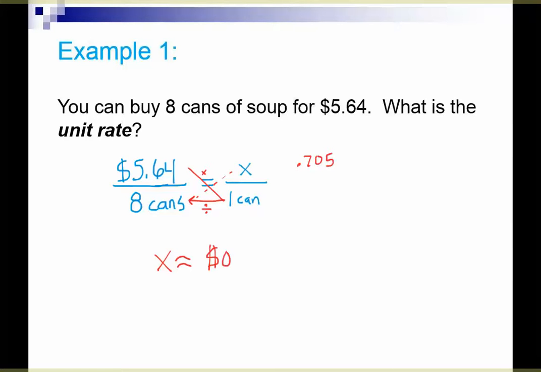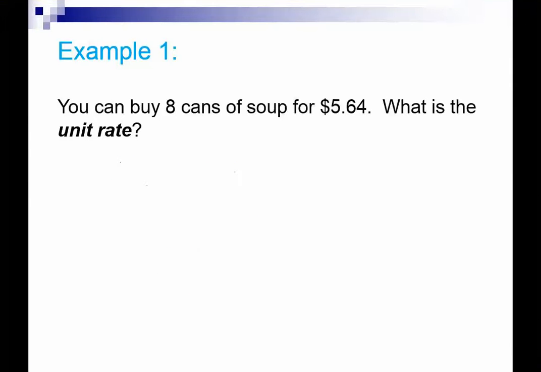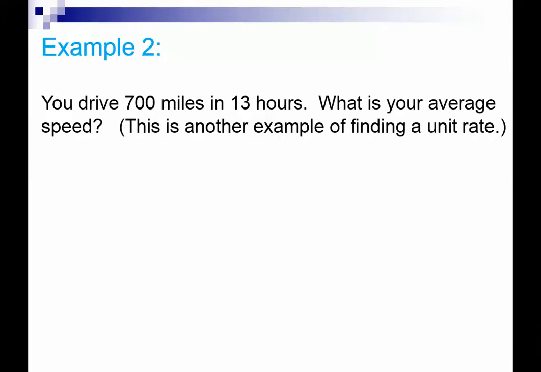So $0.71 per can. And that would be fine, having the can in your denominator, per 1 can. So we want to see something that looks like this. Okay, hopefully you got that one right. Good job. Let's go ahead and try another unit rate problem.